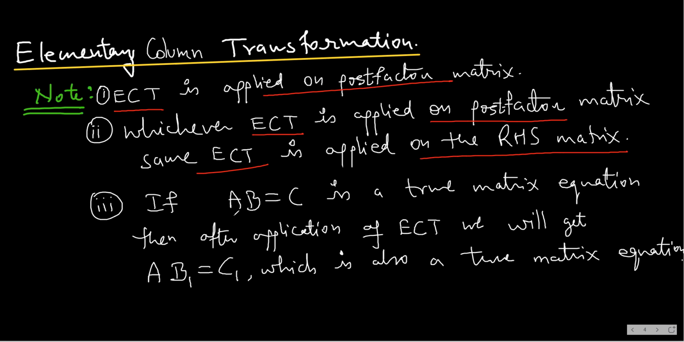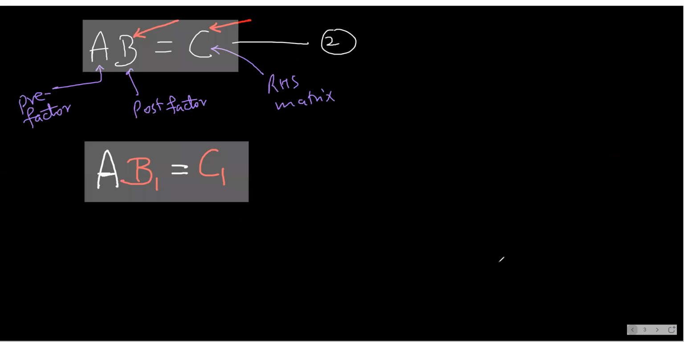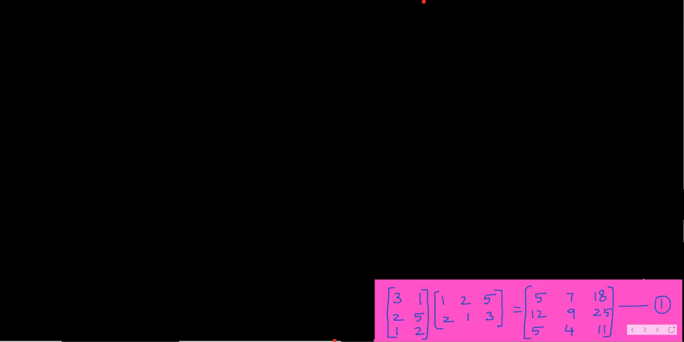Next, if AB equal to C is a true matrix equation, then after application of a particular ECT, we will get the equation in the form AB1 equals C1. Why? Because we are applying it on the post factor matrix, so B will change to B1, and when the same application is on the RHS matrix, C would change to C1. So AB1 equals C1 will be the new equation in place of AB equal to C. And remember that this new equation will also be true. So you'll have to note this down. Now we go for the actual application.